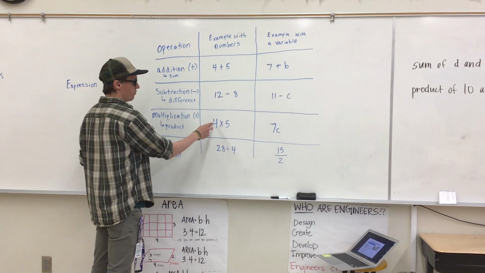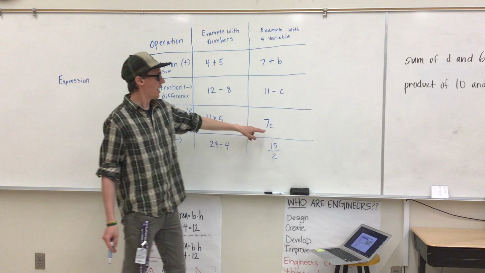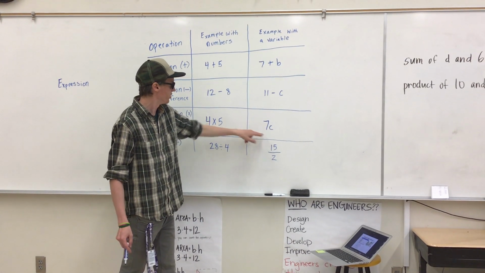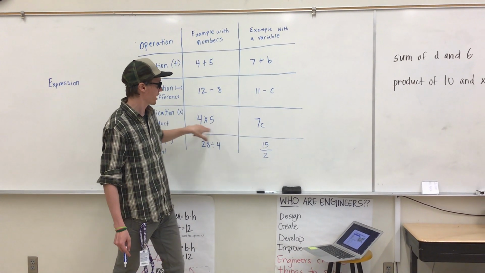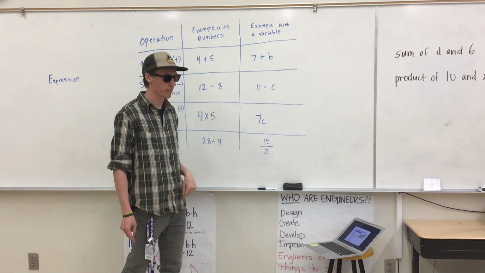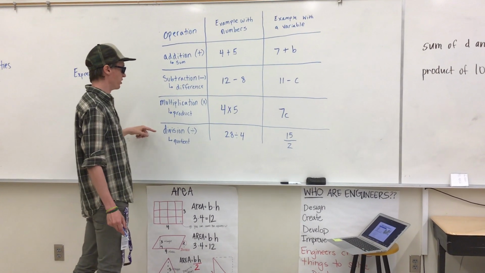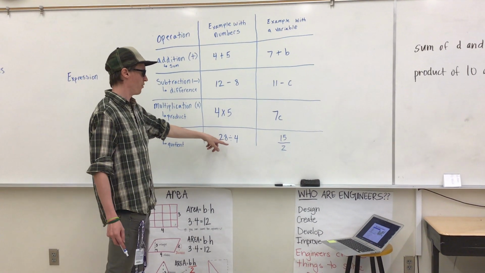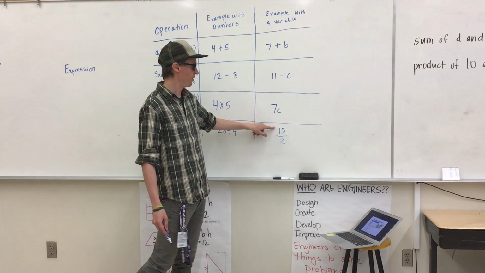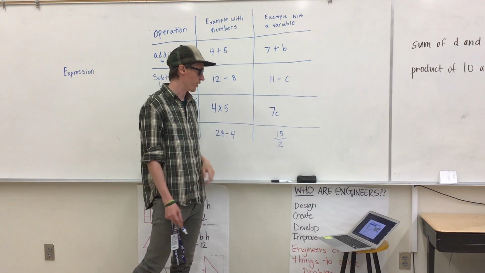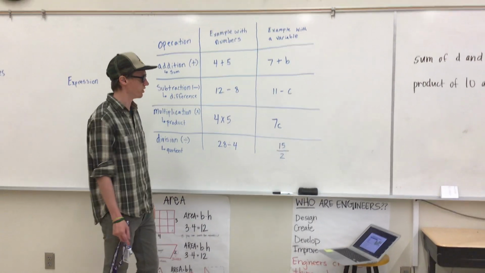For multiplication, 4 times 5. And then when they're in algebraic expressions, a lot of times they're going to take out the x or the dot, and it's just going to be the letter next to the number. That means multiplication. And then we have division, 28 divided by 4. And then we can have 15 divided by a variable, letter z in this case.